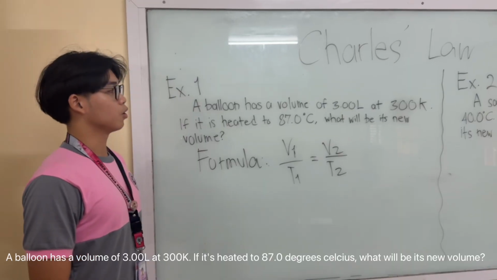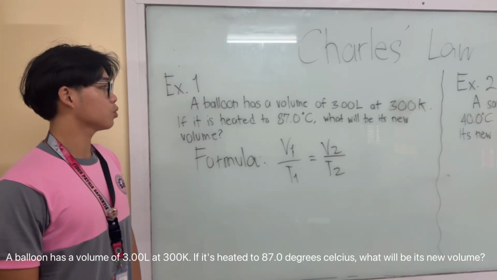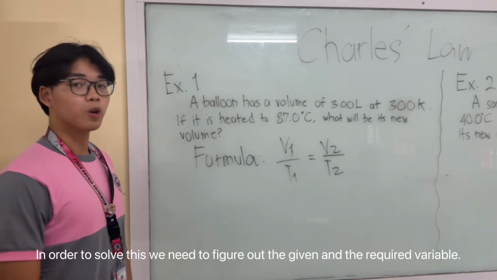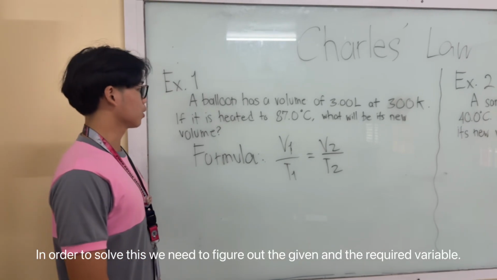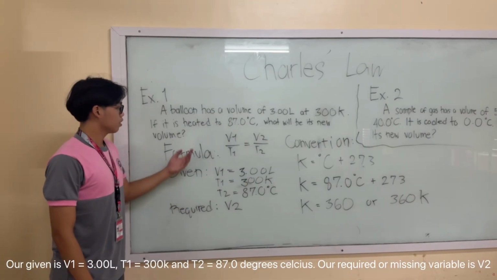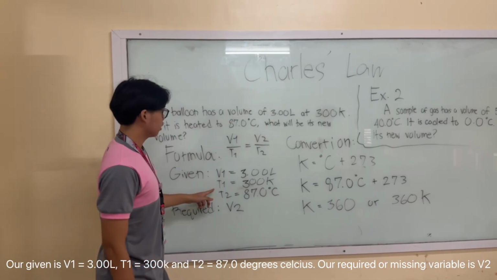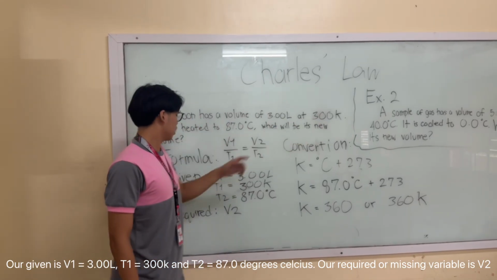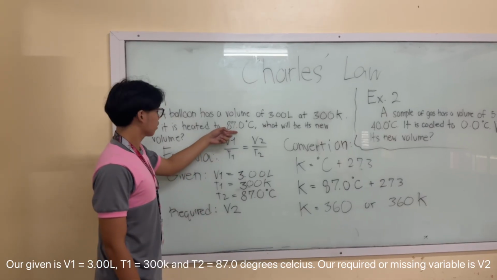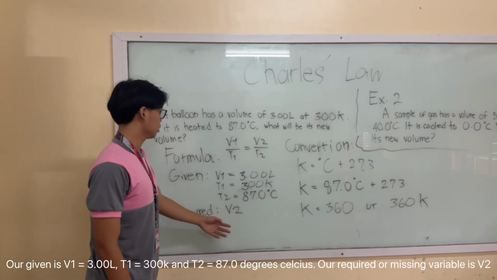A balloon has a volume of 3 liters at 300 Kelvin. If it is heated to 87 degrees Celsius, what will be its volume? In order to solve this, we need to figure out the given and the required variable. Our given is V1, 3 liters, T1, 300 Kelvin, and T2, which is 87 degrees Celsius. Our required or missing variable is V2.